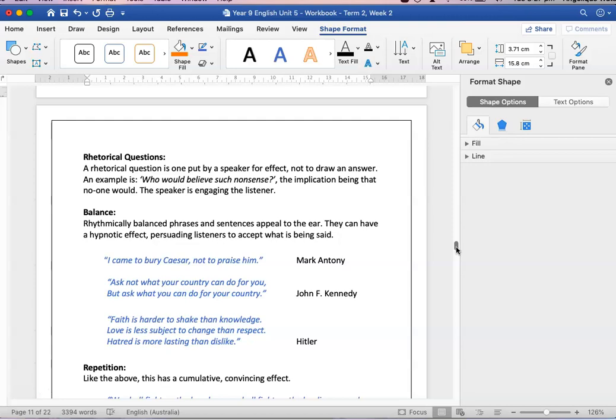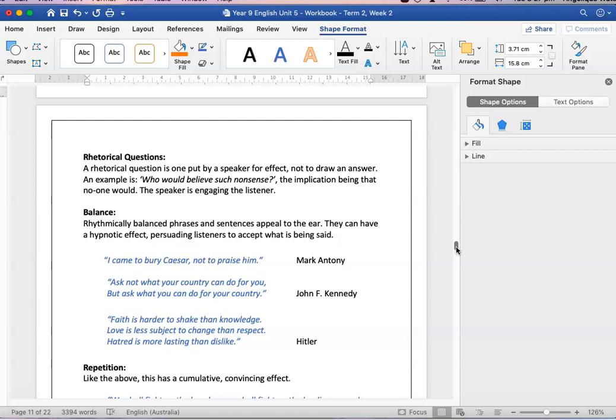Okay, the next one, balance. This is one of my favorites in a speech. So I quite enjoy balance. It's rhythmically balanced phrases and sentences that appeal to the ear, so they sound really good when you hear them. They can have a hypnotic effect, persuading listeners to accept what is being said. For example, Mark Antony says, I came to bury Caesar, not to praise him. John F. Kennedy says, ask not what your country can do for you, but ask what you can do for your country. Can you see there's that balance, there's that connection between the two parts of the sentence.